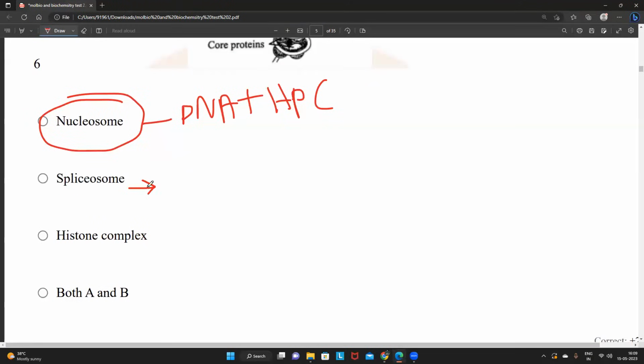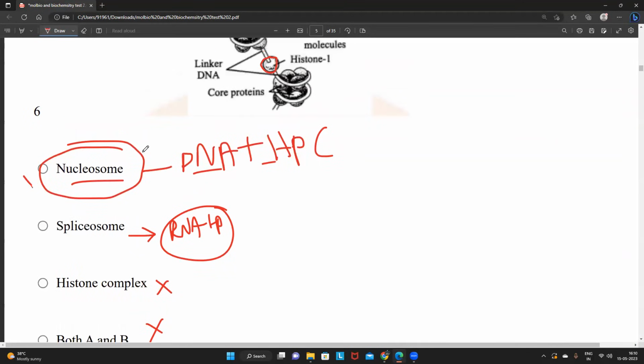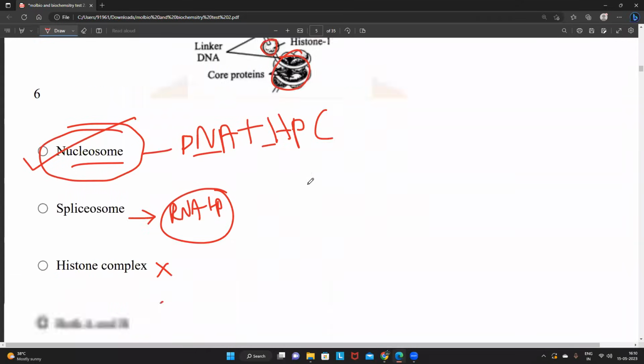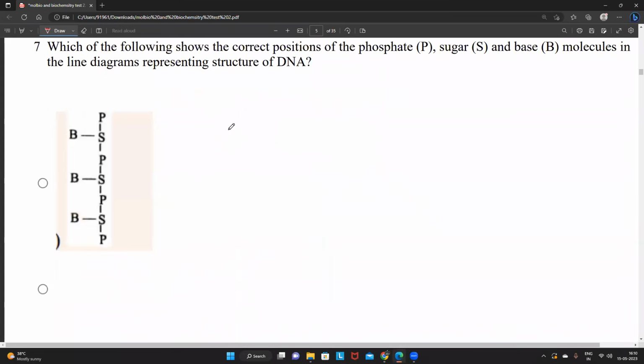Spliceosome means what? The different splicing proteins, which consist of RNA plus protein. Correct, na? In the nucleosome, you can't see any RNA, only DNA and histones. Histone complex is not the answer. Both A and B is not the answer. The correct answer is option A, nucleosome, because you can see only DNA and histones, right? Now, this question also some students have given the wrong answer.